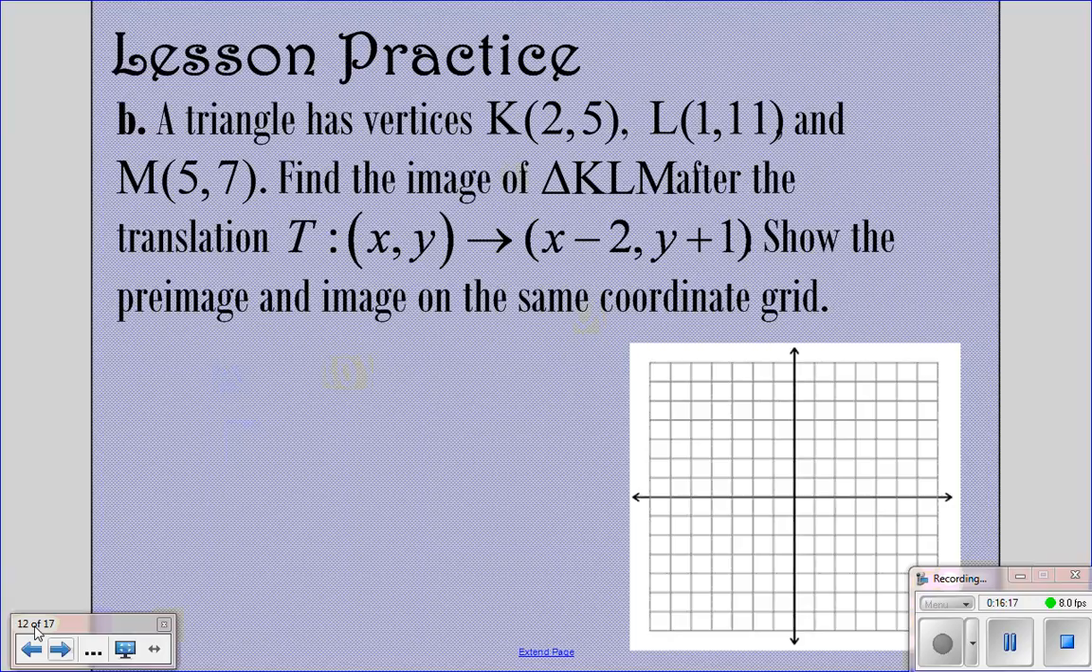Okay, looking at the next practice problem. Again, pause the video and y'all try this one and then unpause the video to check your answer. So we have a triangle with vertices K, L, and M. We want to find the image of the triangle after the translation, and we want to show the pre-image and the image on the same coordinate grid. So on this one, I'm going to have to go by 2s so that it'll fit on my grid. I'm going to go over 2 and then up 2, 4, 5 for K. And I'm going to go over 1 and up 2, 4, 6, 8, 10, 11 for L. Then I'm going to go over 2, 4, 5 and up 2, 4, 6, 7 for M.